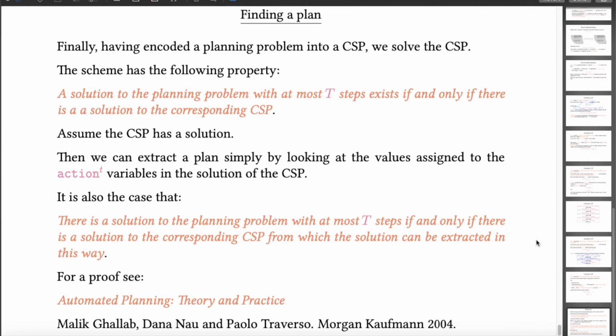And you can prove, although I'm not going to have time to do it, that there is a solution to the planning problem with at most t steps, if and only if there's a solution to the corresponding CSP. You can also show that if the CSP has a solution, then we can get a plan out of the solution simply by looking at the values assigned to the action variables. So in other words, if you do this starting from t equals 1 and increasing t, then if it's possible to solve this planning problem, you will find a solution, and it's easy to extract the sequence of actions that you need.